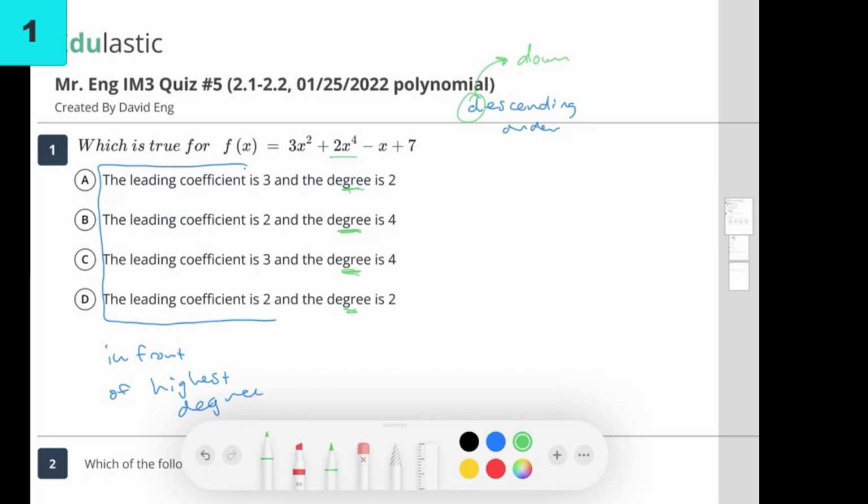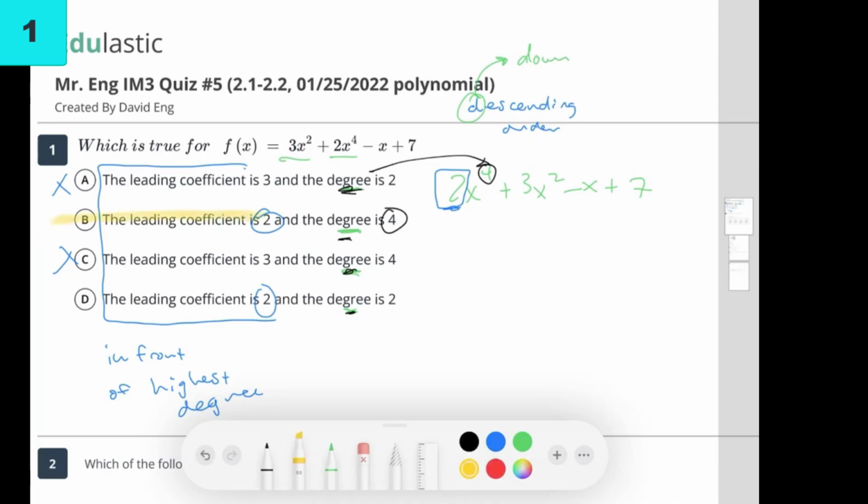So I'm going to write this one first, 2x to the 4th plus, because there's no subtraction, and then minus x plus 7. So the leading coefficient is this one here, so it's going to be a 2. So not this one and not that one. And then the word degree, the highest degree is here, the little number in the top right. That is the exponent, so that would be a 4. So then my answer would be A.